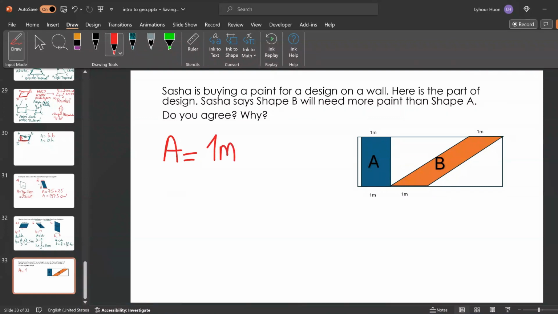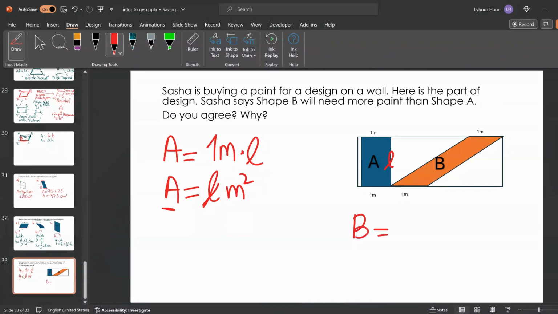Okay. How about the length? It doesn't say anything. So let's say the length is L, right? So the area for shape A is 1 times L, which is L. Yes, L meter square. Correct. This is shape A. How about for shape B?